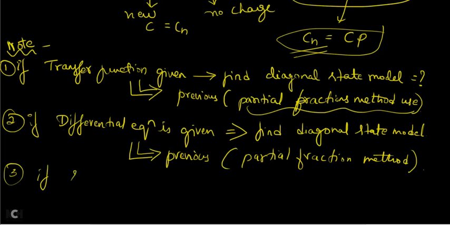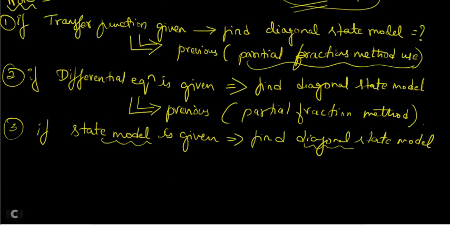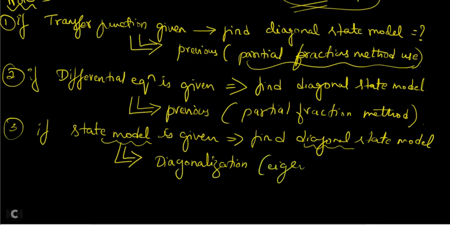If they give you directly the state model, and they ask you to find the diagonal state model, that is, one state model is given and they are asking you to convert that given state model into a diagonal state model, in such a case you have to use this method, the diagonalization method. Diagonalization method means the eigenvalues method. Whatever I explained now, that method you have to use.